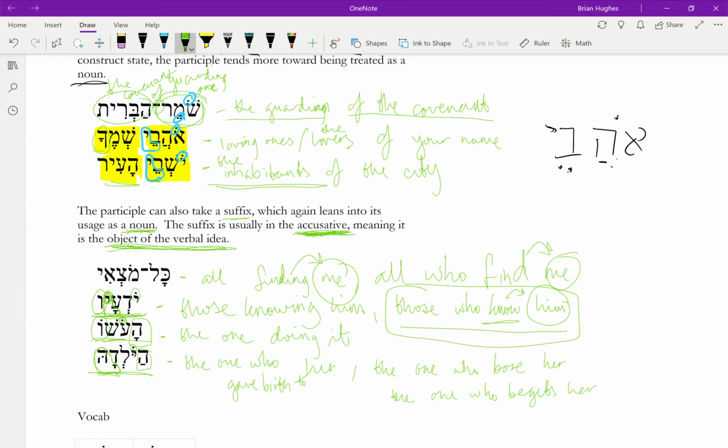So these are examples of how to pull apart a participle that has a suffix. Remember, the suffix is usually going to be the object of that action, the one who bore her. So the her here is receiving the action of the bearing. The 3ms here, the him or the it, is receiving the action of the making or the doing. So that's what we want to practice. We want to get in the habit of understanding it in that way.